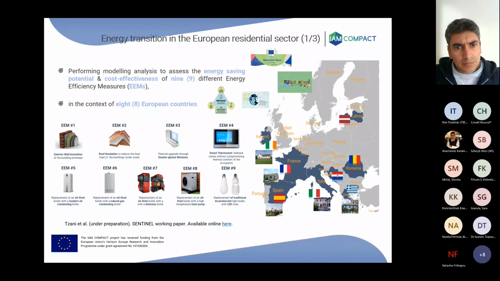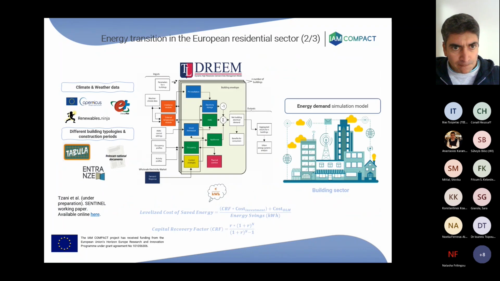For example, we have used the model in several EU countries to assess energy saving potential and the cost effectiveness of different energy efficiency measures in different residential house typologies. We use the model to calculate energy demand in the baseline scenarios and then calculate energy savings for the energy efficiency scenarios, using the levelized cost of saved energy, a well-established techno-economic indicator. We use this to eventually assess the cost effectiveness and energy saving potential of the different energy efficiency measures.